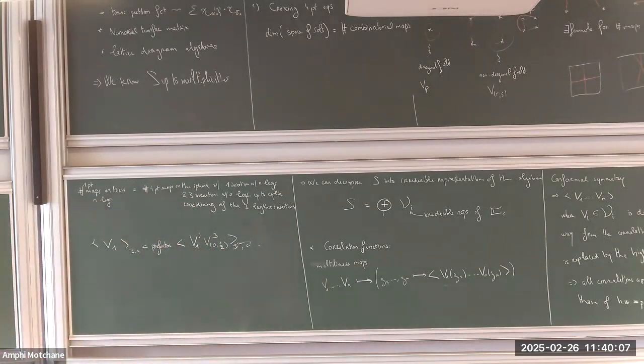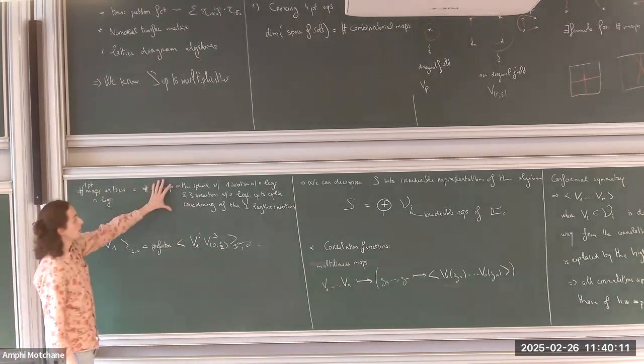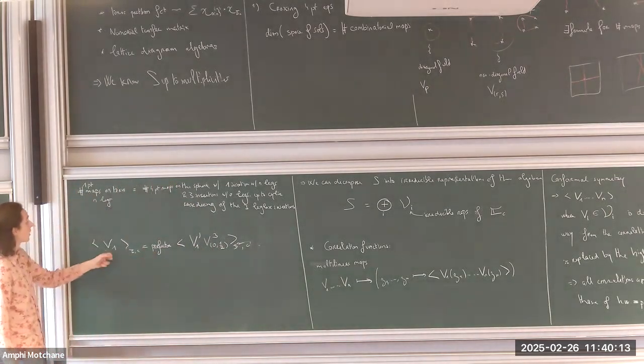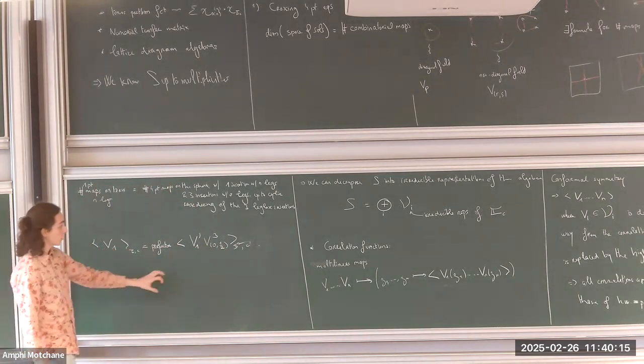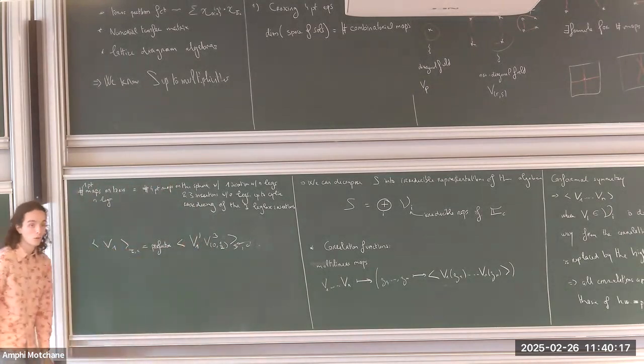So it seems that the mapping of maps on the torus to maps on the sphere is very reminiscent of the mapping of 1-point correlations on the torus to 4-point functions on the sphere.